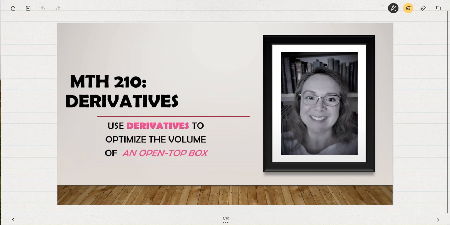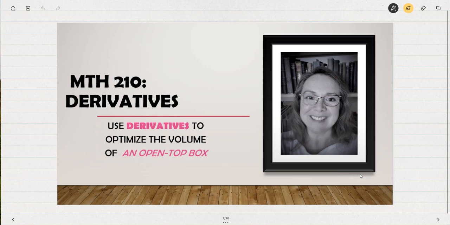I'm going to walk you through a really significant application of derivatives, and it's the optimization example. The specific optimization example I'm going to walk you through is the volume of an open top box. Now, back in pre-calculus or even in algebra, we could use a parabola and find its vertex, and that vertex would give us an optimal point, an x and f of x that were the highest or the lowest. But that could only carry us so far.